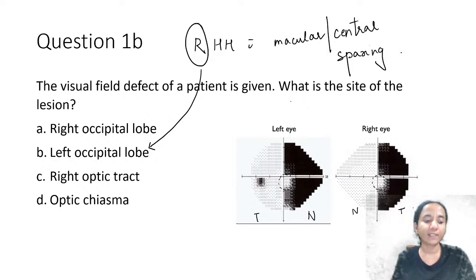So this is where the concept of right and left again comes into play. So this is a right homonymous hemianopia with central or macular sparing. So that's why the site of the lesion is the left occipital lobe.